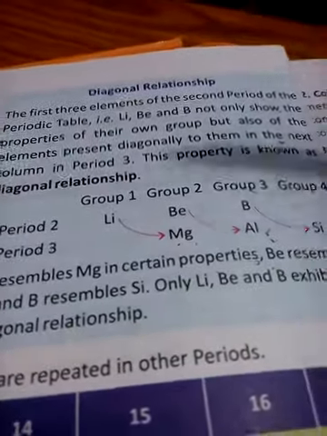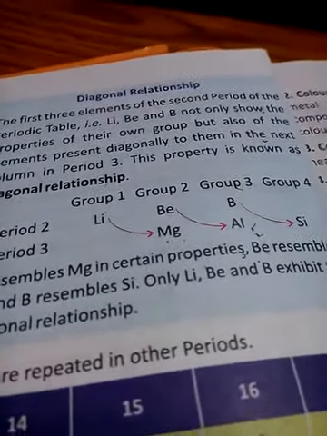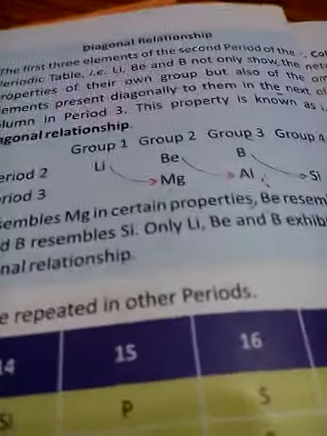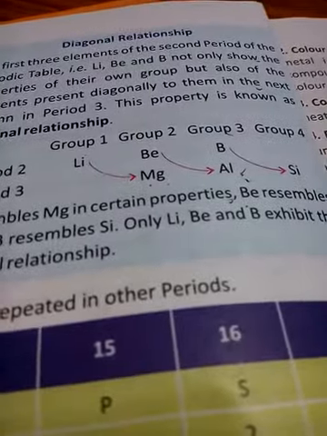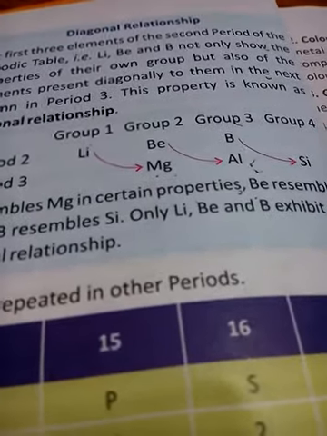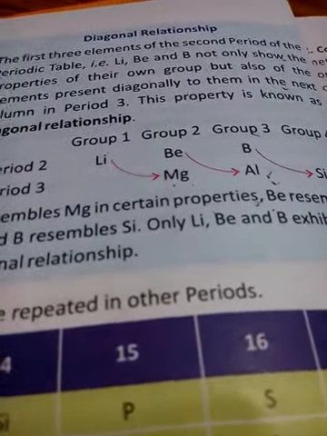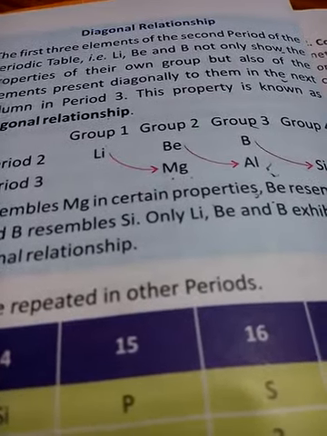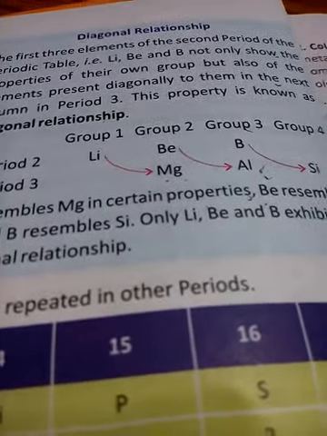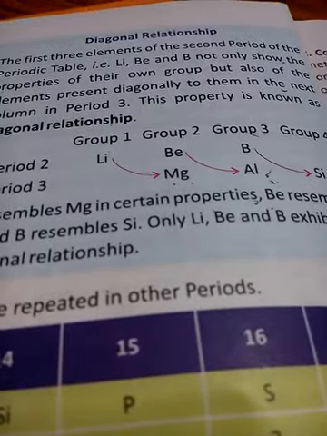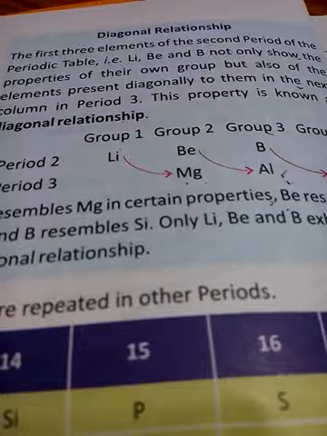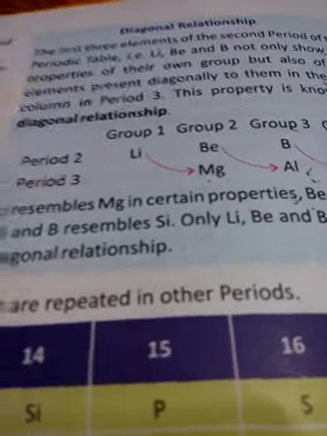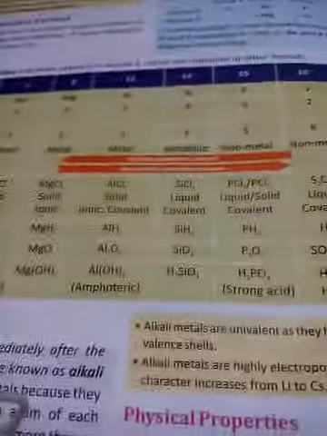You need to note that not all the elements in the periodic table show this diagonal relationship. Only the few elements just mentioned show this type of similarity in properties diagonally. So they are known as diagonal elements or bridge elements, and this type of relationship is known as diagonal relationship. Understood? Okay, so I'll end this video lecture here.